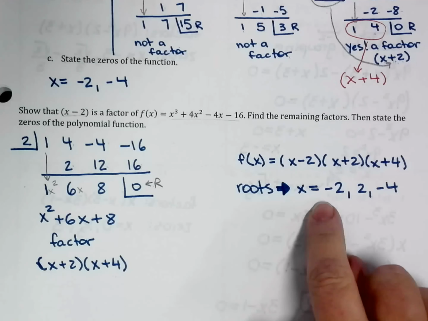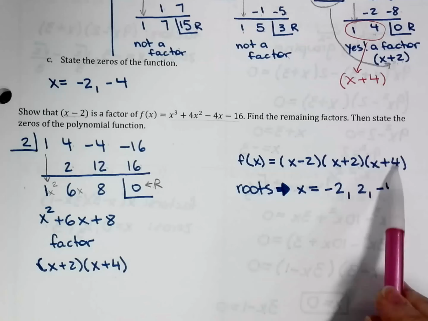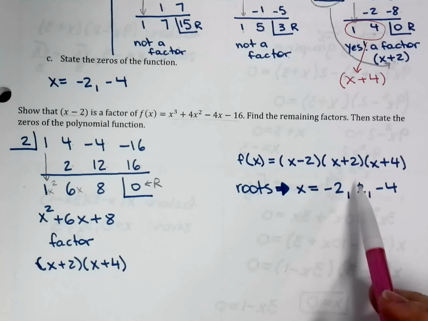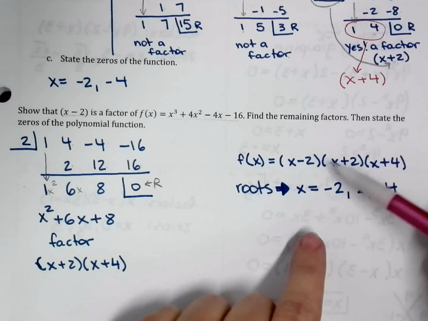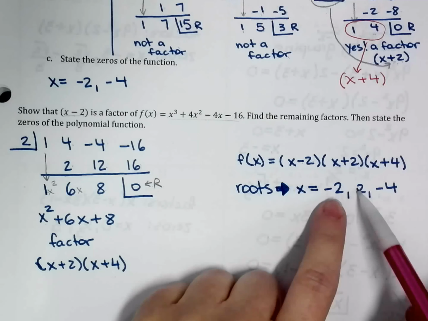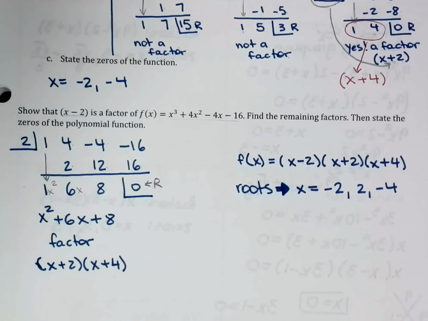From the factors, I can easily find the roots by setting each factor equal to 0. So usually you would have to put this in order, but it's fine. So plus or minus 2 as the roots, and then -4 right there.